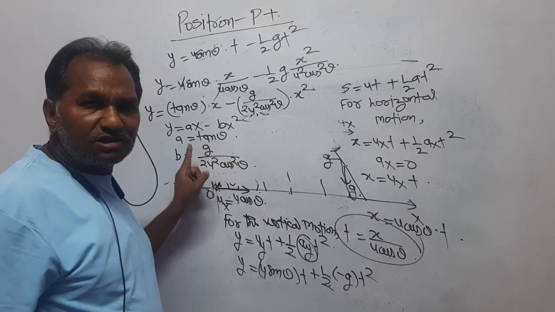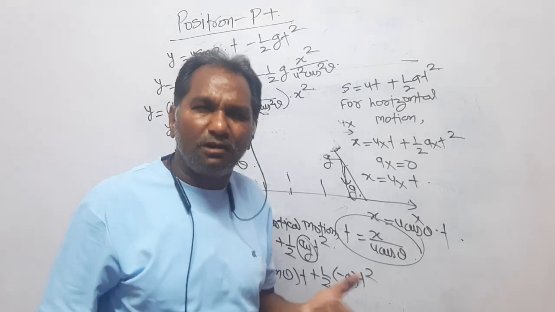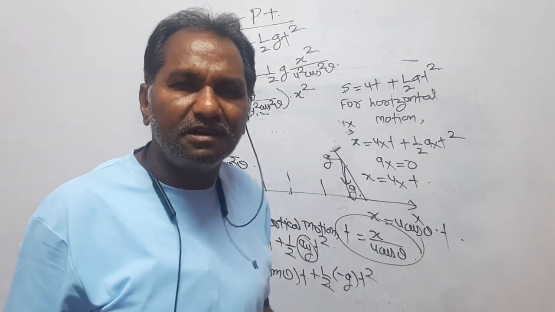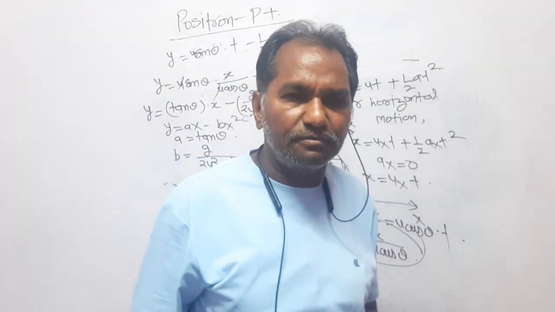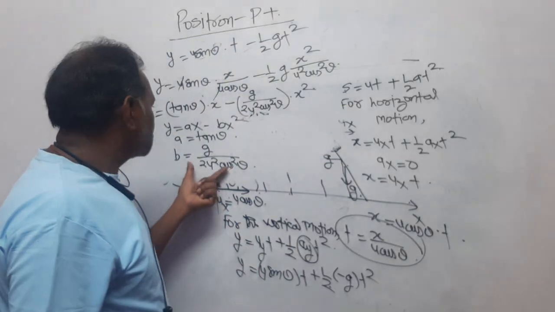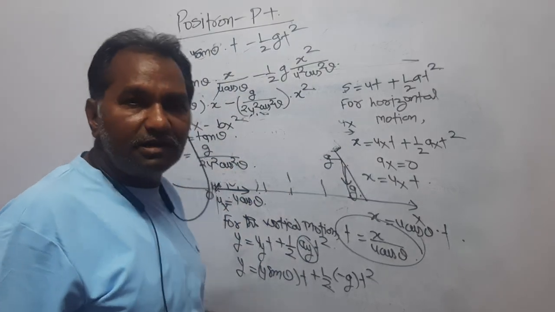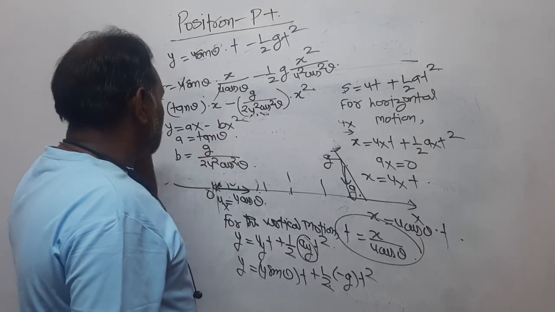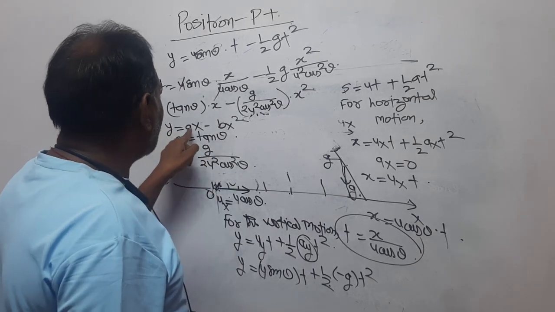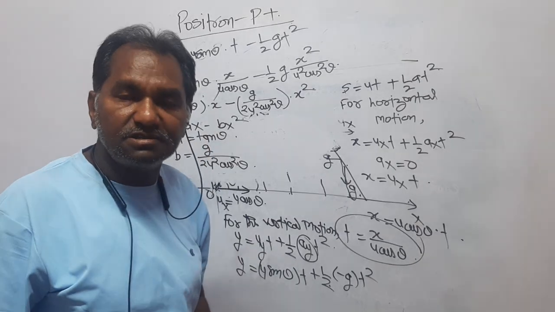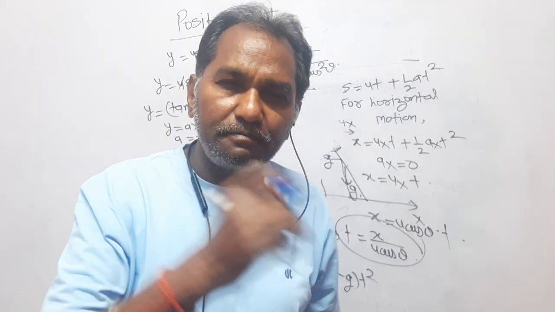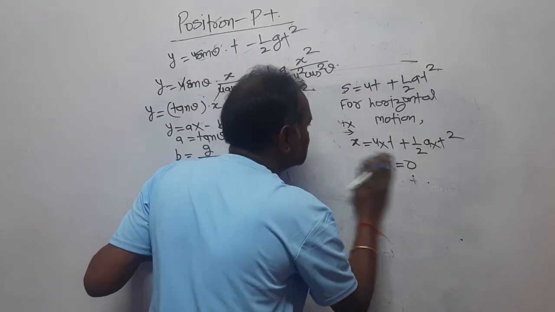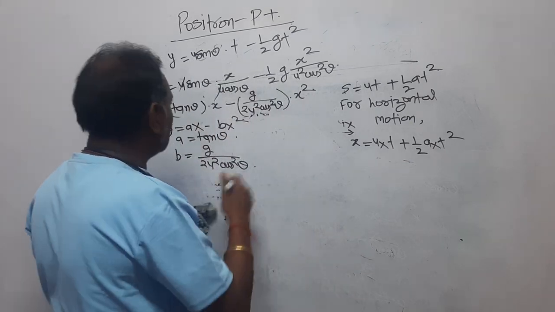Here g is a constant, u is the initial velocity, meaning velocity of projection, that is a constant, and theta is the initial angle that the body makes from the x-axis. So this b is also constant. Already I have told you that the equation of a projectile is y is equal to ax minus bx square, and this very equation represents the parabola. That is why the path of a projectile is parabolic.